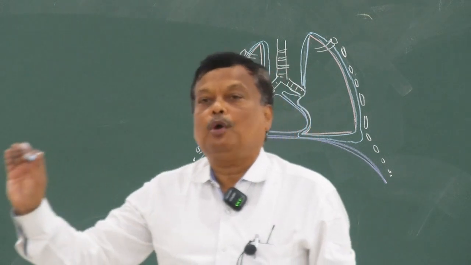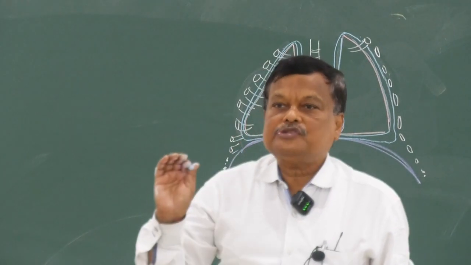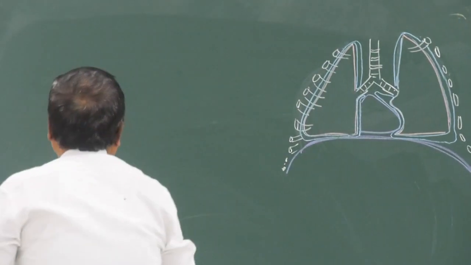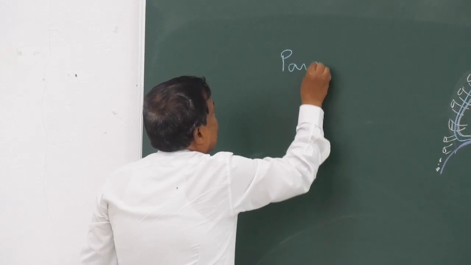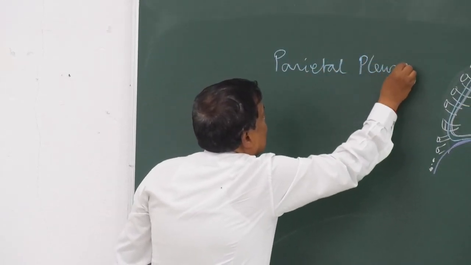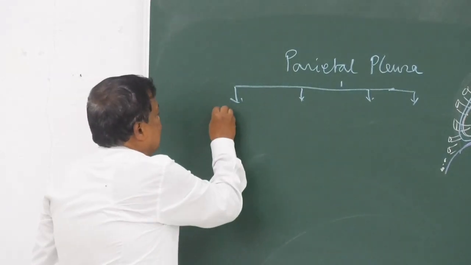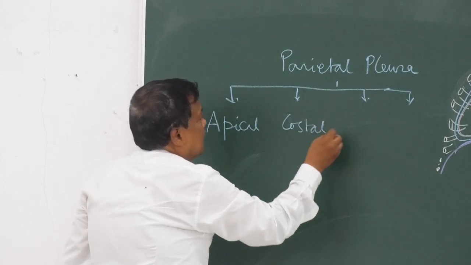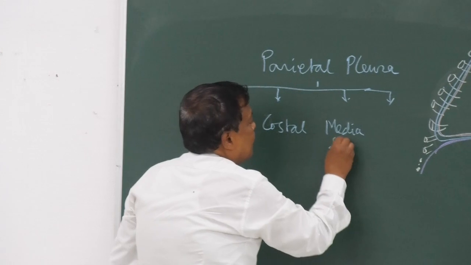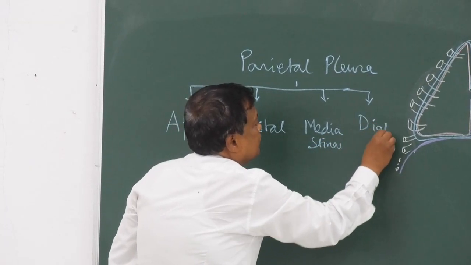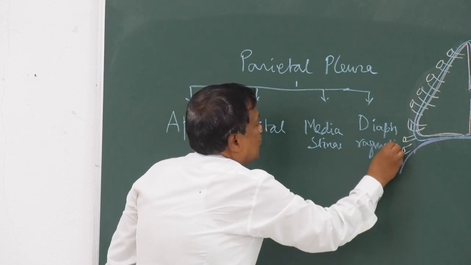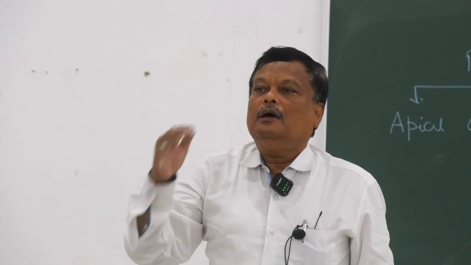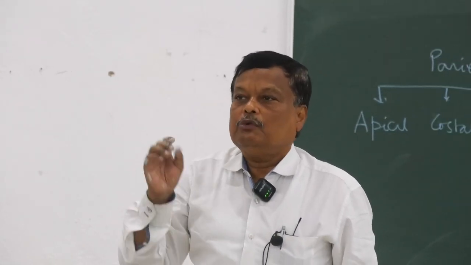Parietal pleura has some specific properties, specific nomenclatures. First is the division. What are the divisions of the parietal pleura? Number one, apical pleura. Number two, costal pleura. Number three, mediastinal pleura. Number four, diaphragmatic pleura. It doesn't mean there are separate pleura. The same pleura, we give different names so that we identify the point where the disease is.